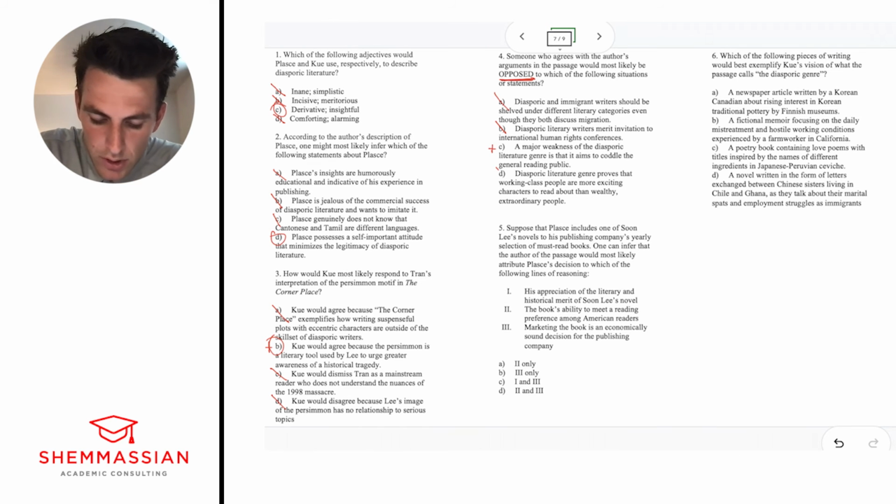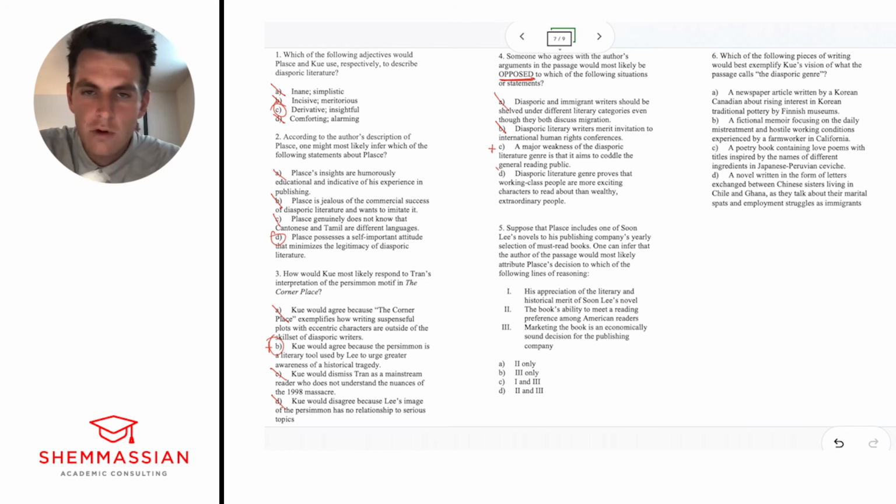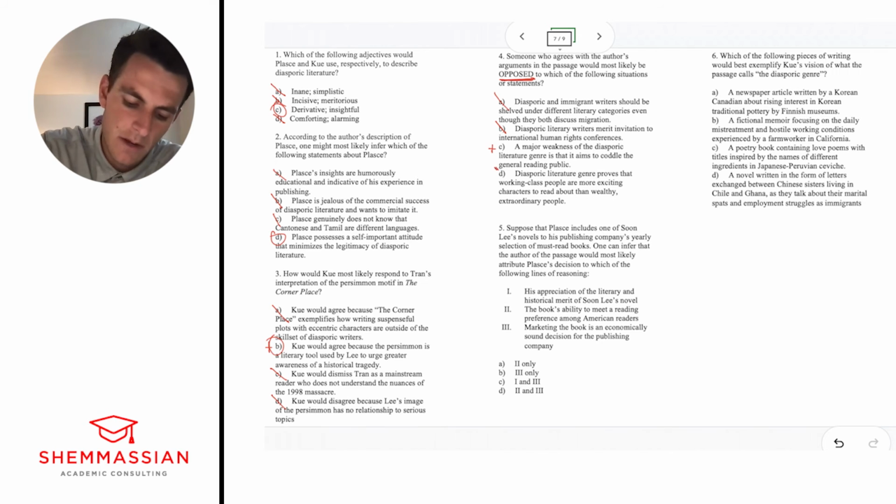D, diasporic literature genre proves that working class people are more exciting characters to read about than wealthy, extraordinary people. I think that statement might be wrong, but it's not wrong because it opposes something in the passage. It's wrong because it's not really even talked about in the passage. So I'm going to get rid of that one.